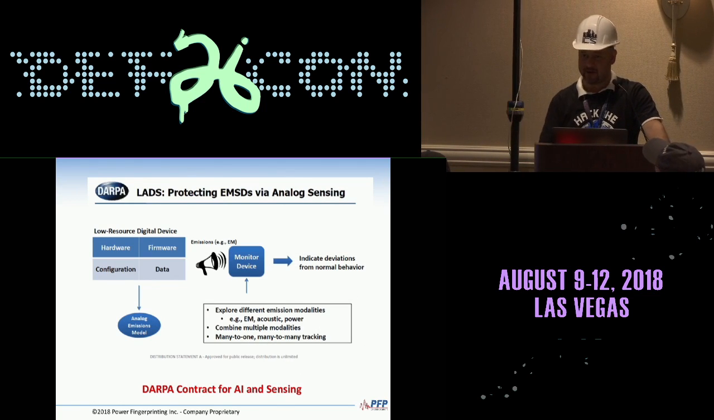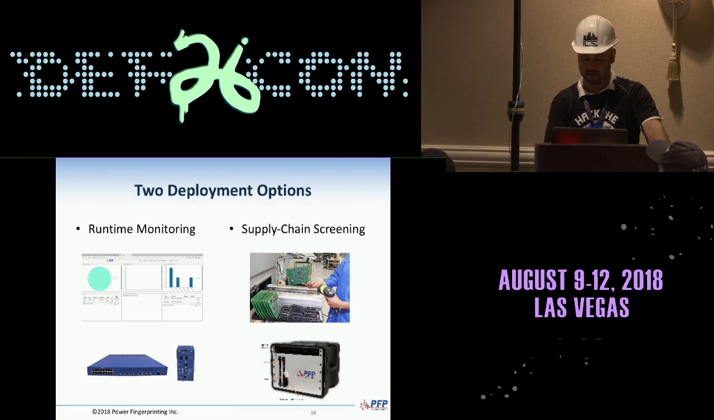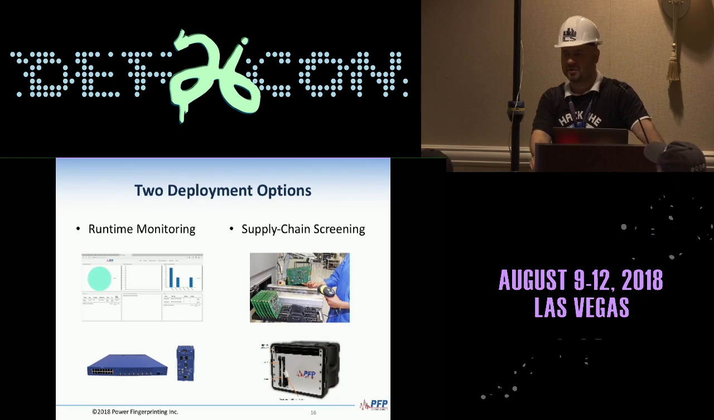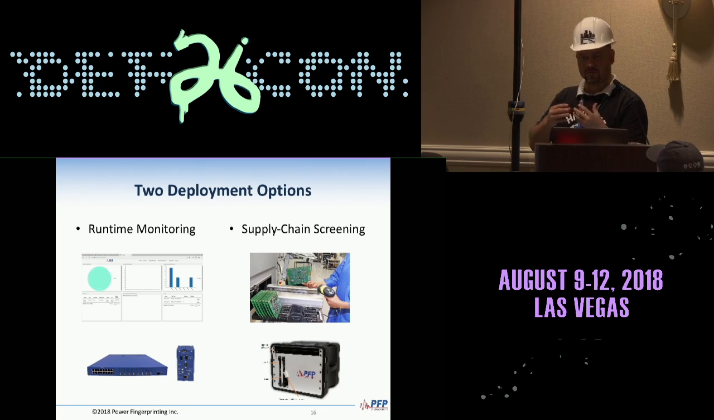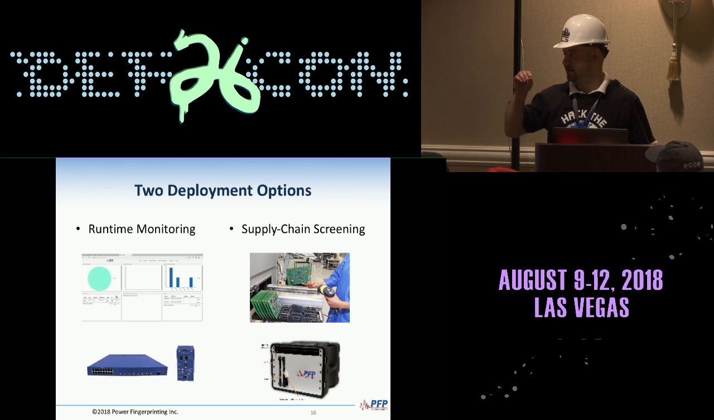There's a DARPA project that is funding us to do this work. And there are basically two deployment options. You can deploy the technology at runtime, or you can deploy it as a screening. If you create an infrastructure, you want to make sure that the hardware hasn't been compromised, and you can tailor the tools to do that. Or you want continuous monitoring. And when we say continuous, we really mean 24/7, every second, making sure that the execution of your system hasn't been compromised. So we have those two deployment options.